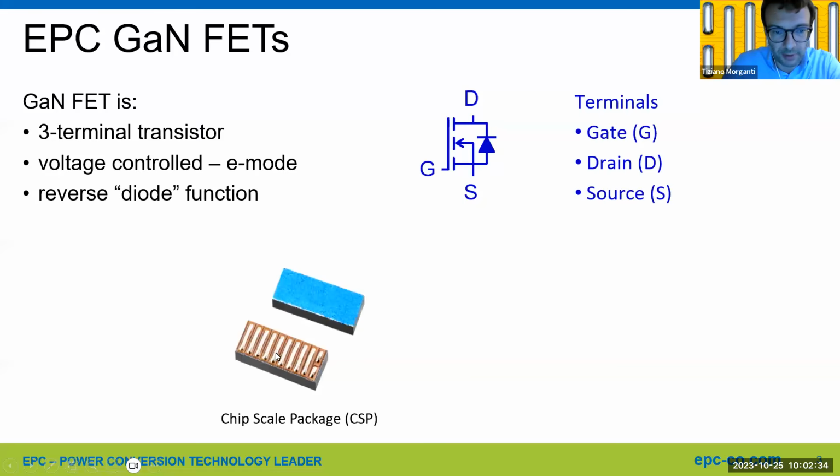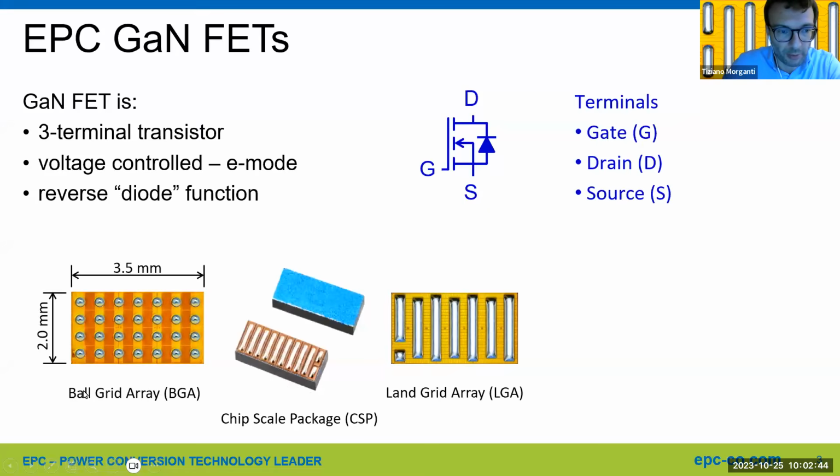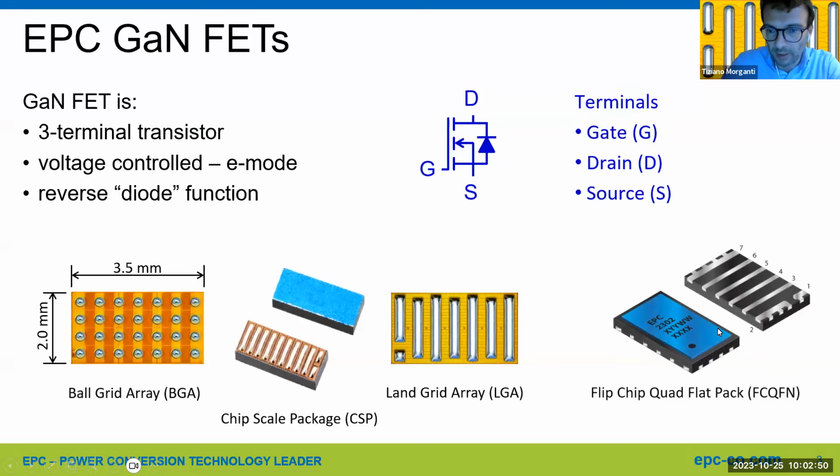EPC offers GaN FETs in chip scale package, which is a bare die with bumps termination to be soldered on the PCB. And we have both ball grid array style and lately land grid array style. We also have an offering in QFN package, which is, for example, this EPC2302.